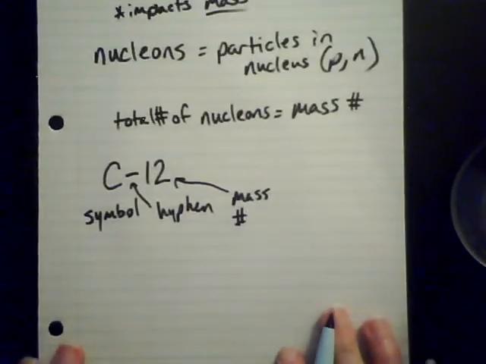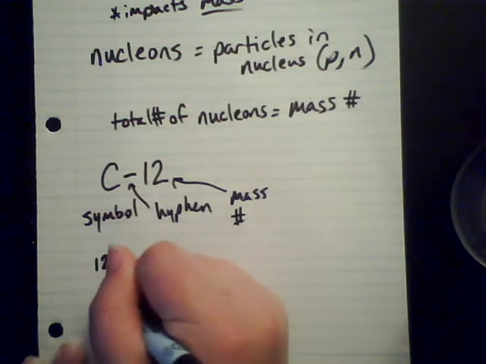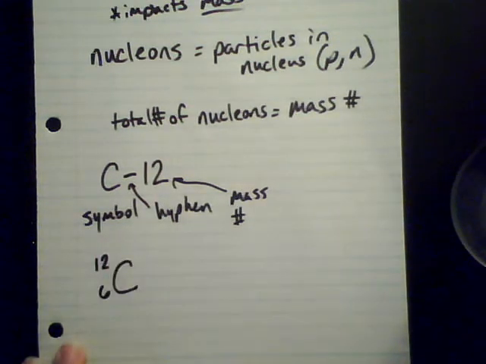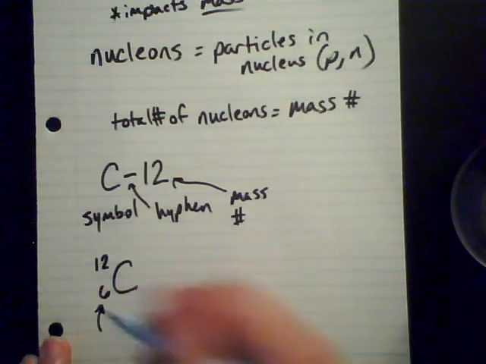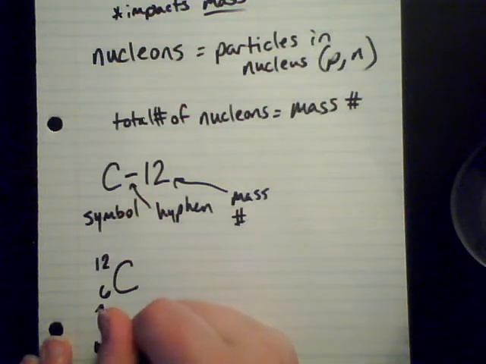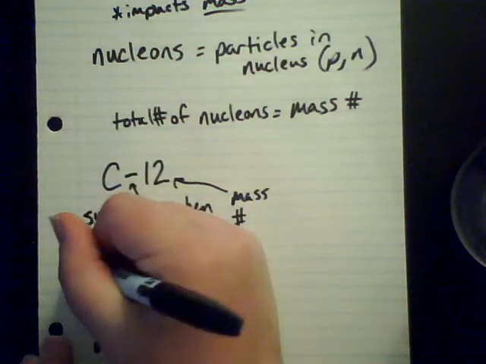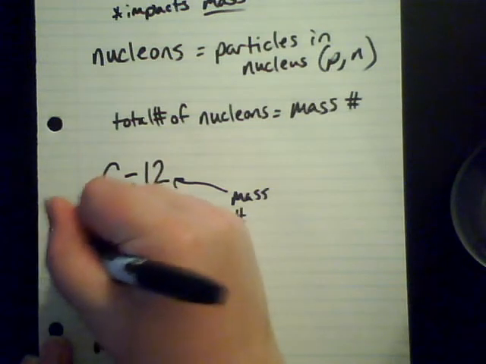Another way that you can write this is like this, where we have the carbon here, we have 12 at the top, 6 at the bottom. The 6 tells you your atomic number. That was that number on the top in your box in the periodic table. So that's the number of protons that it has. And this would be your mass number.